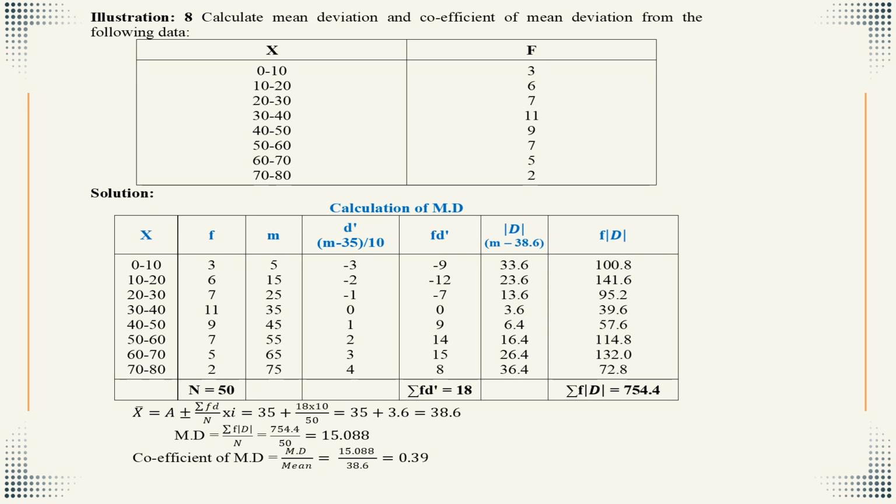Then coefficient of mean deviation is mean deviation by mean. Thereby, 15.088 by 38.6 equal to 0.39.